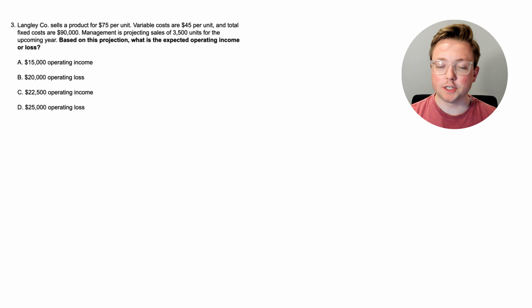All right, here we are at question 3. Based on this projection, what is the expected operating income or loss? Okay, let's go to the top. Langley Co. sells a product for $75 per unit. Variable costs are $45 per unit, and total fixed costs are $90,000.